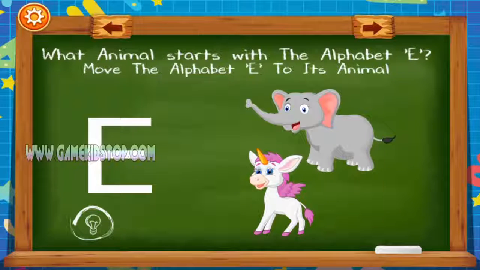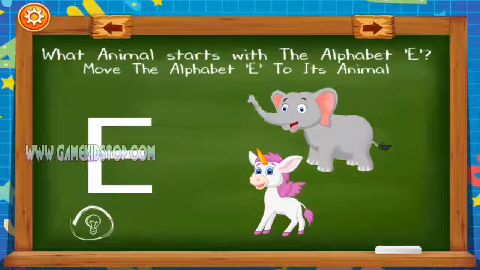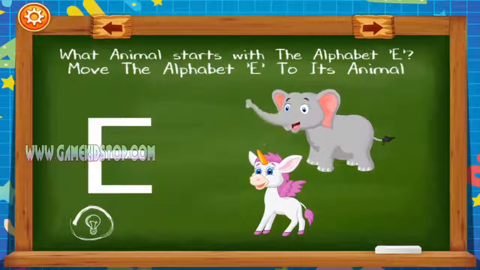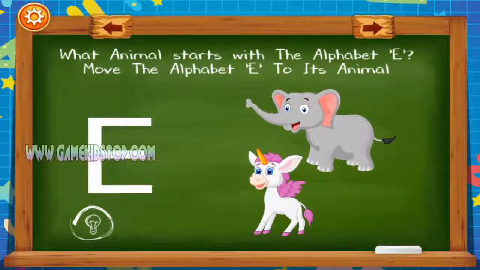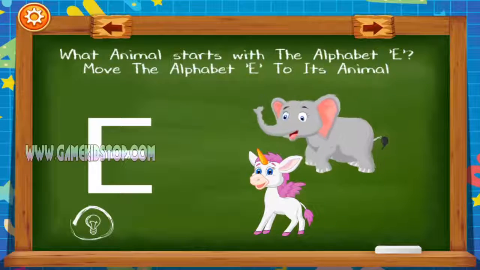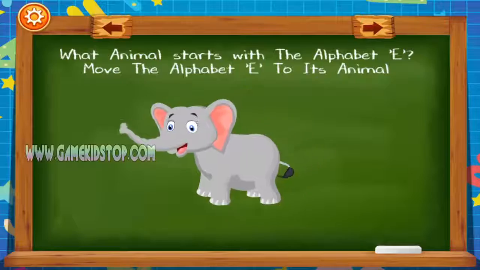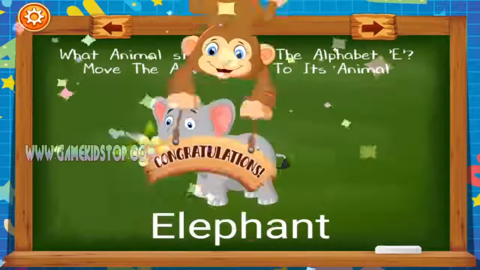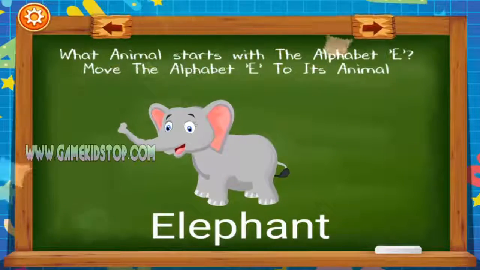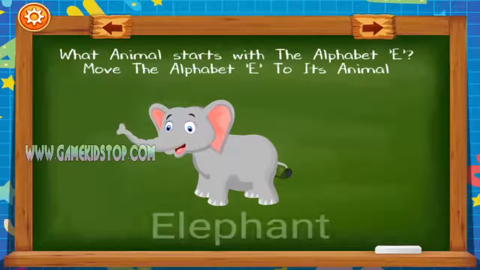What animal starts with the alphabet E? Move E to its animal. E. Elephant. Congratulations! Elephant.